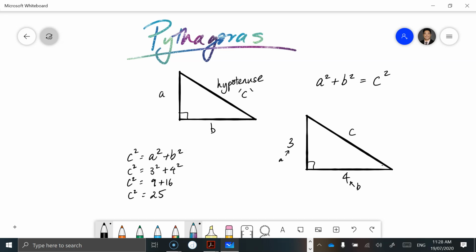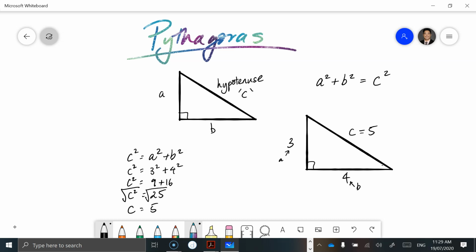Now, how do we get C on its own? We don't want C squared, we just want C. The opposite of squaring is square rooting, okay? So you need to square root both sides. The square root of 25 is 5. So what we have here is that this side is a 3, this side is a 4, and we've just worked out that this side is 5. So that's working out the hypotenuse.